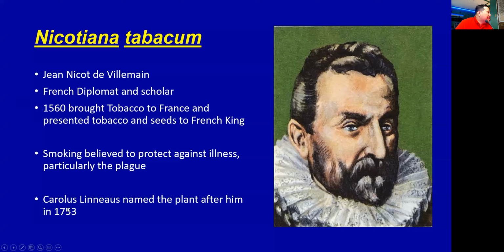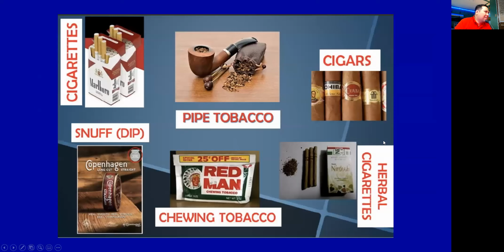He's a French diplomat. And Carolus Linnaeus, the Swedish guy who invented the nomenclature, the naming of the scientific names of the flora and fauna, named the tobacco plant after this guy, Nicotiana tabacum. He brought it from Portugal to France, presented it to the French king. The French believed that smoking it would protect against illness, particularly the plague. That's why everybody started smoking and got addicted from it.